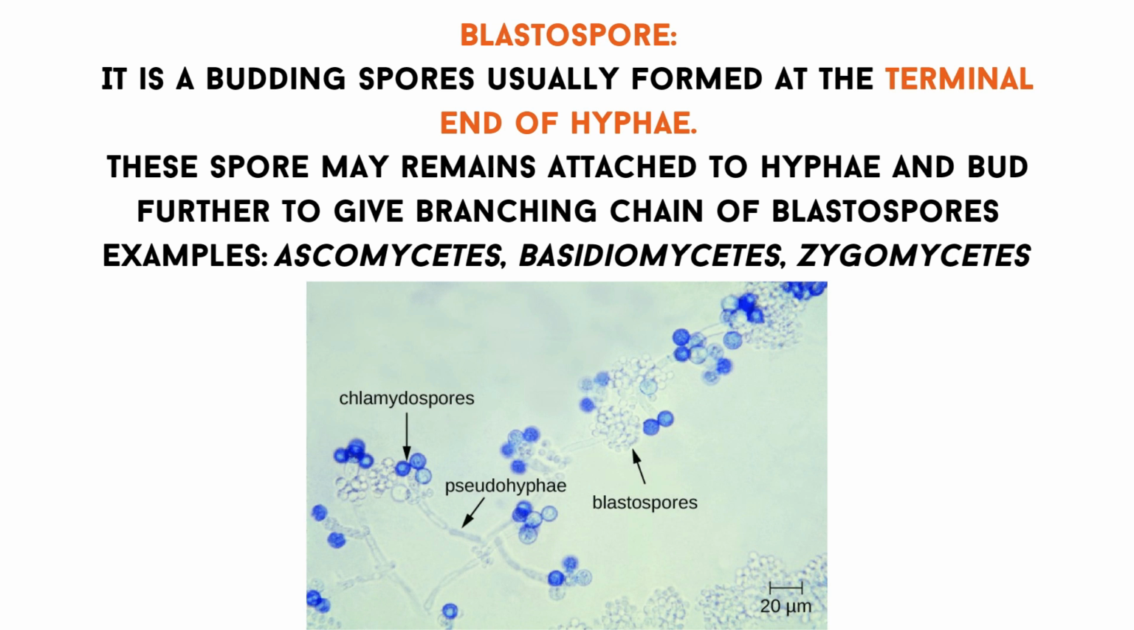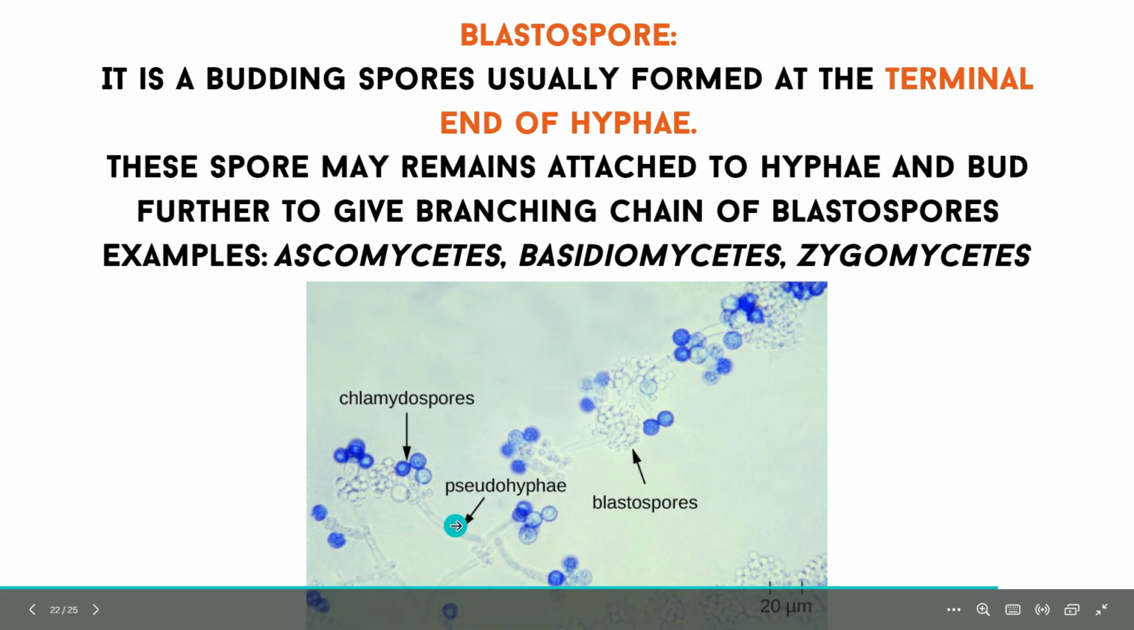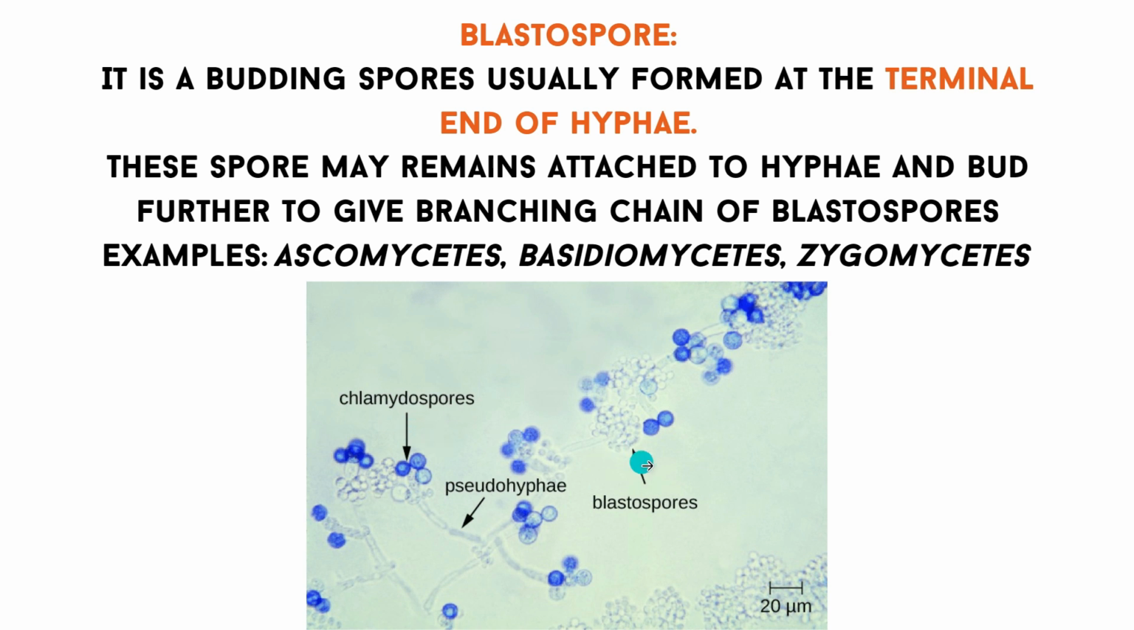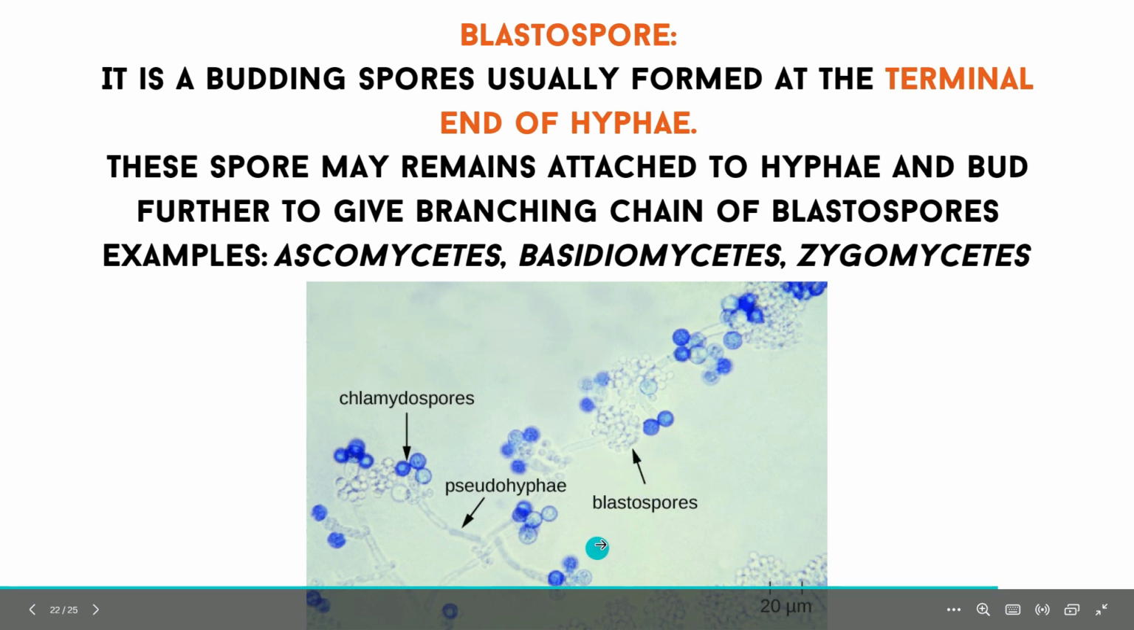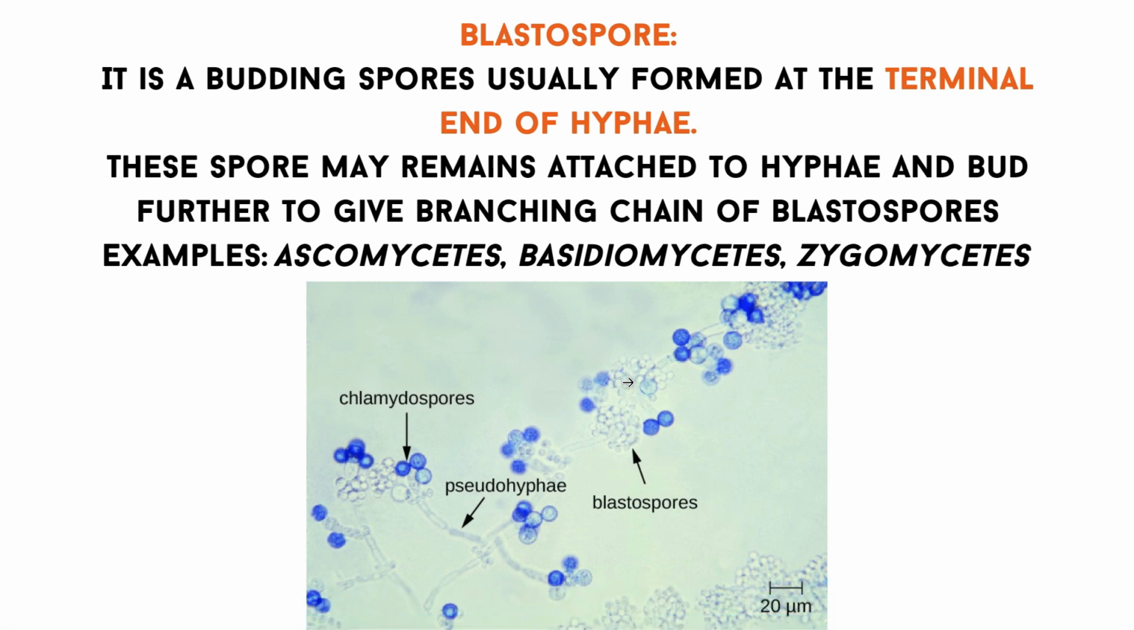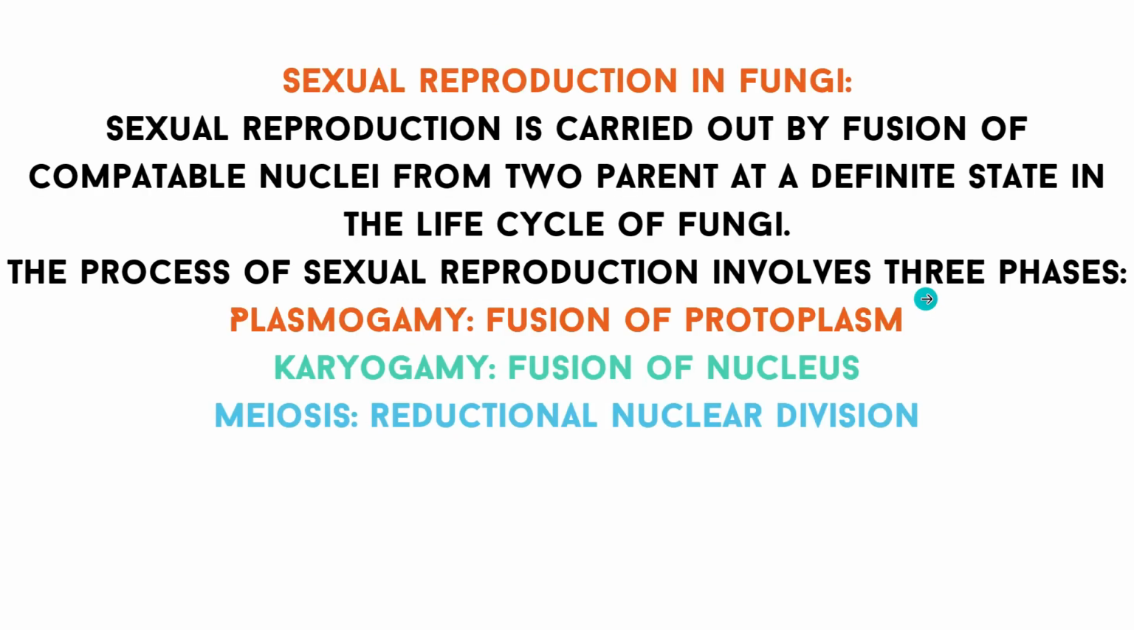Blastospores. It is a budding spore usually formed at the terminal end of the hyphae. Here you can see there is a formation of chlamydospores, and along with those chlamydospores you can see a bunch of spores in the form of blastospores, and these blastospores try to form branches, and even this happens only under unfavorable conditions. This is observed in members of ascomycetes, basidiomycetes, zygomycetes.